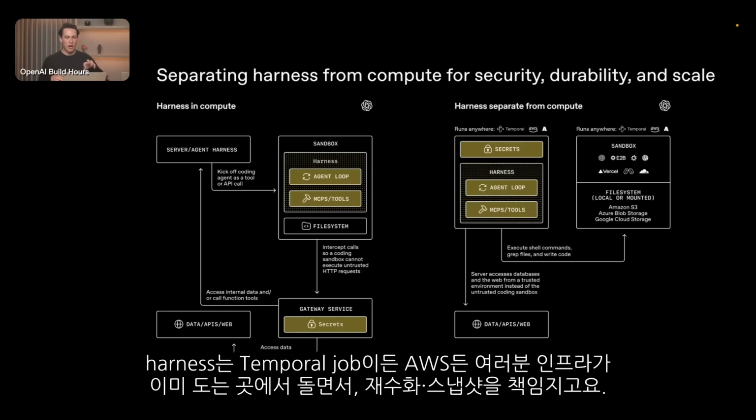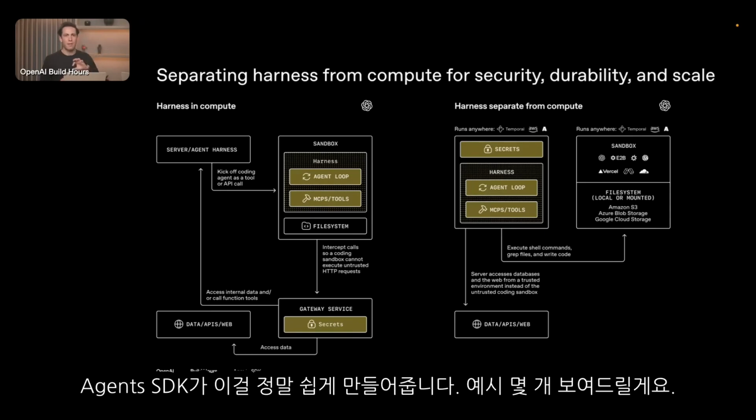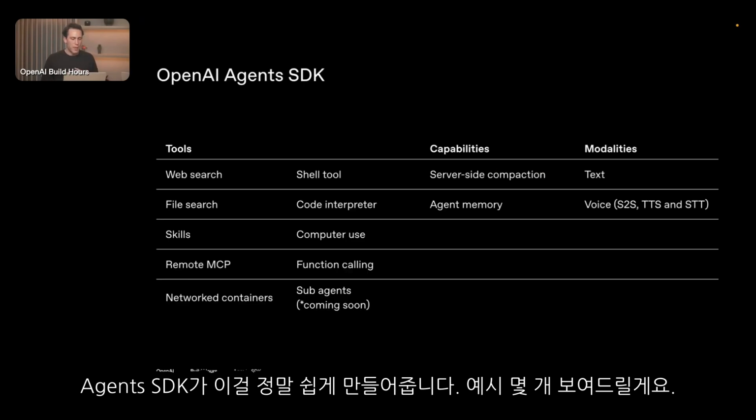And then the harness, which is running maybe in a Temporal job or in AWS or wherever your infrastructure is already running, can handle the rehydration and snapshotting and all of this stuff. And the Agents SDK is going to make that really easy. And I'll show some examples of this.